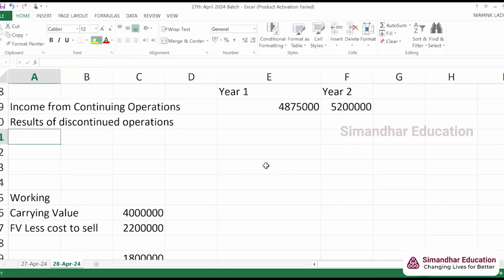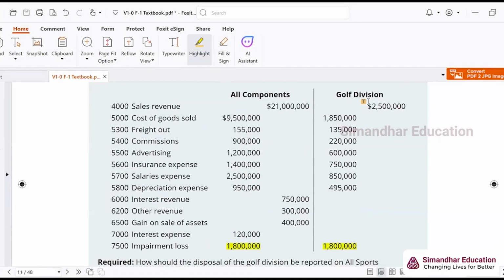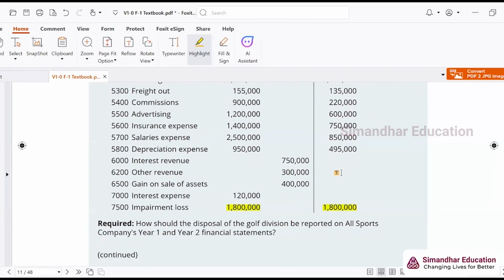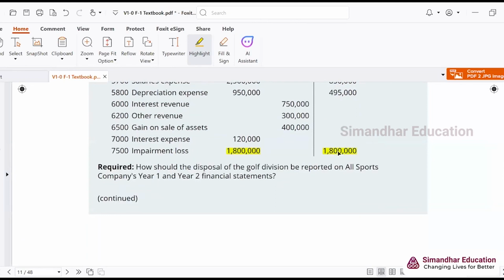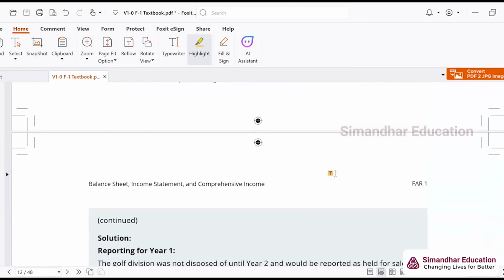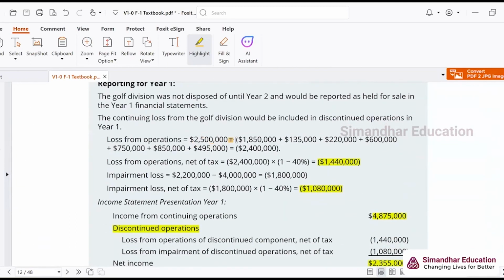So now we have to calculate what is the result of discontinued operation. Here they have given to us in the question: revenue of golf division is 2.5, cost of goods sold is 1.85. Then freight, commission, advertising, all of this they have given separately. And impairment loss 1.8, what we have calculated, that also they have given. So this 2.5 minus all of this, if you do, how much will we get? It's a simple calculation, you can do it. 2.5 minus all this, when we do, we get loss from operations of 2.4 million.